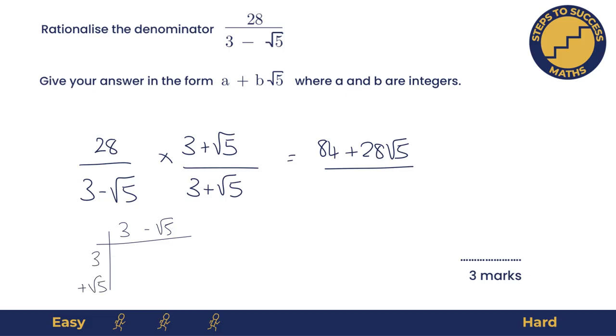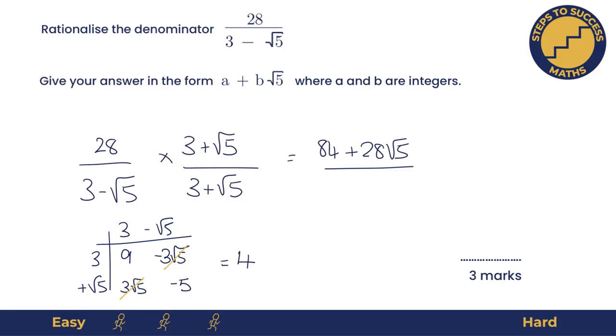So you've got 3 times 3 is 9. And then 3 times negative root 5 is negative 3 root 5. 3 times positive root 5 is positive 3 root 5. And then you've got negative root 5 times root 5. So negative root 5 times root 5 is just negative 5. You've still got the 9. And then the other two terms are going to cancel out. One's positive, one's negative. So we've got on the bottom 9 take away 5, which is just 4.